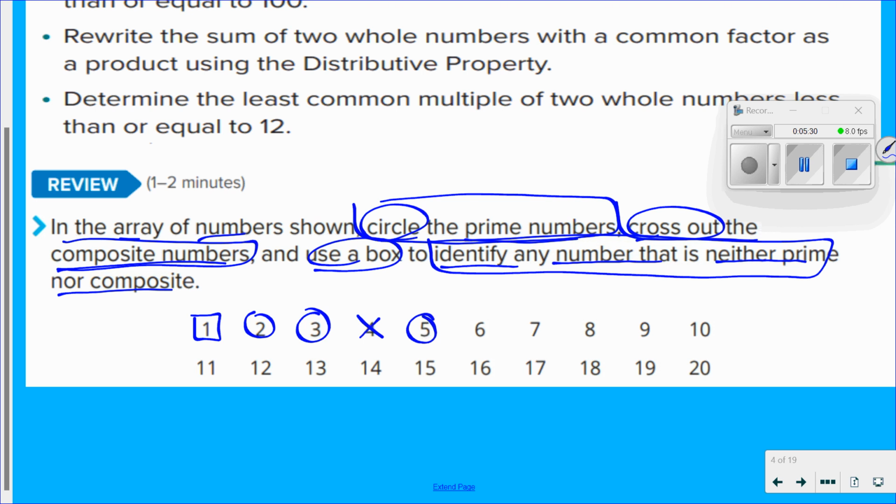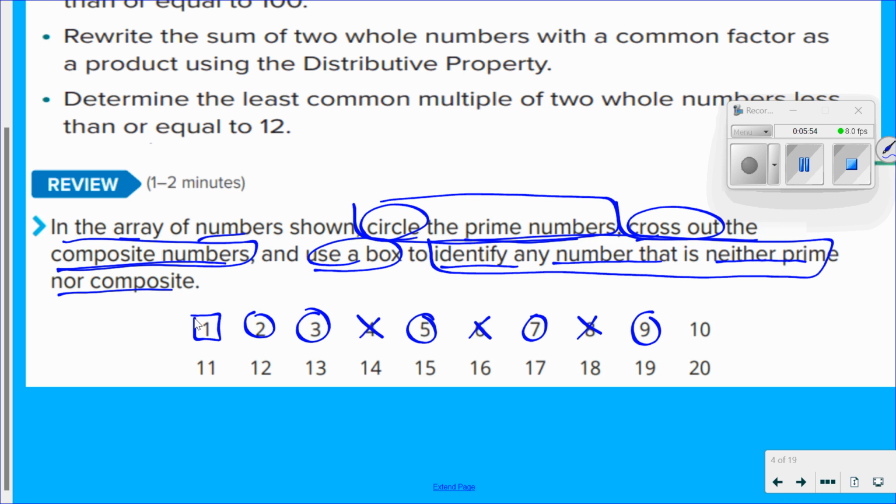Composite. 1, 6, 2 times 3. We've got 4 different factors. What about 7? Prime. So we're circling that one. 8. Composite. 1 times 8, 2 times 4. 4 sets of factors. What about 9? Composite. Because not only do we have 1 and 9, we have 3 times 3. So it actually has 3 factors.